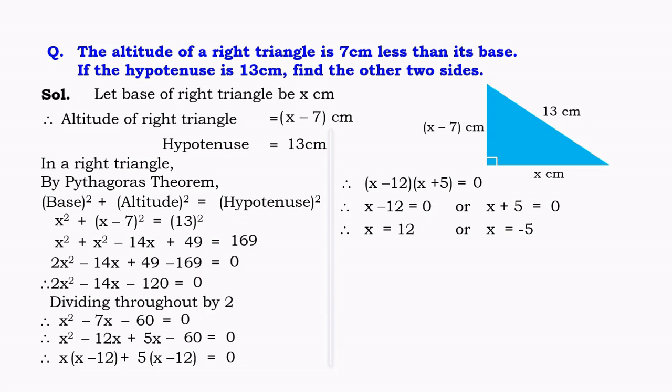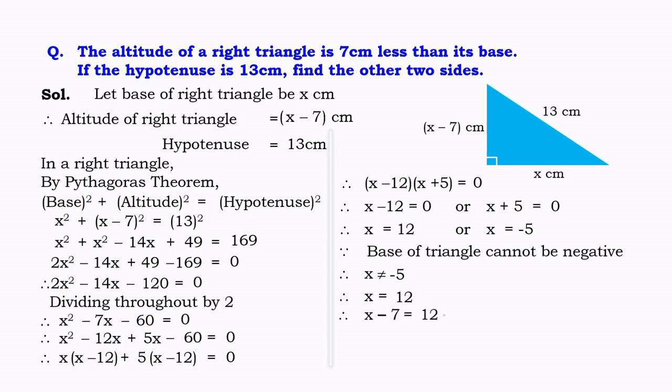Since the product of two factors is 0, either factor can be 0. So, x minus 12 equals 0, or x plus 5 equals 0. This gives x equals 12, or x equals negative 5. But the length of a side of a triangle cannot be negative. Therefore, we reject negative 5. Hence, the value of x is 12.